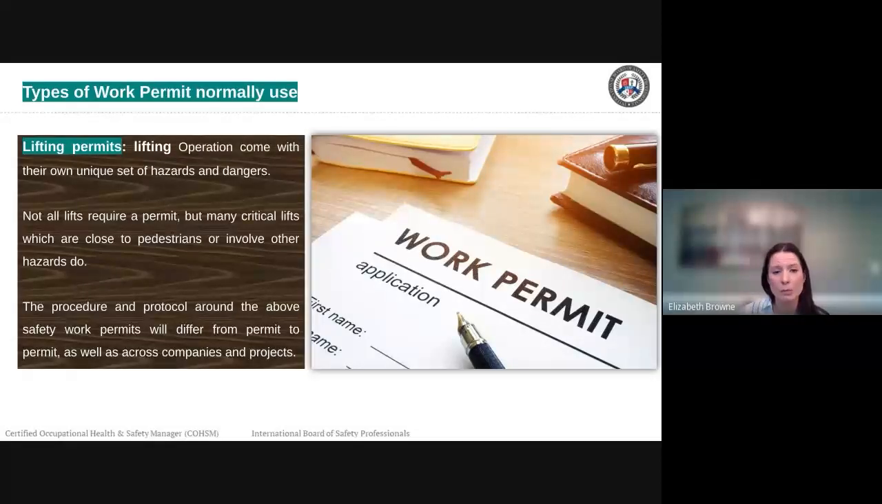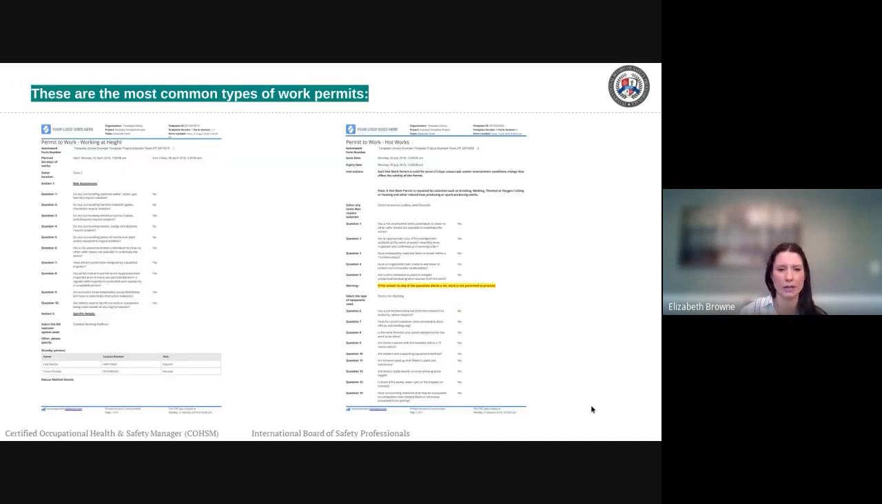We can have lifting permits, for operations that come with their own set of hazards and dangers. So not all lifts require permits, but if we're lifting something with a crane and there's a lot of pedestrian or vehicle traffic around, then we may need to include a work permit that ensures that we are complying with procedures and protocols that allow for the safe lifting of that, considering the project and the surrounding environment.